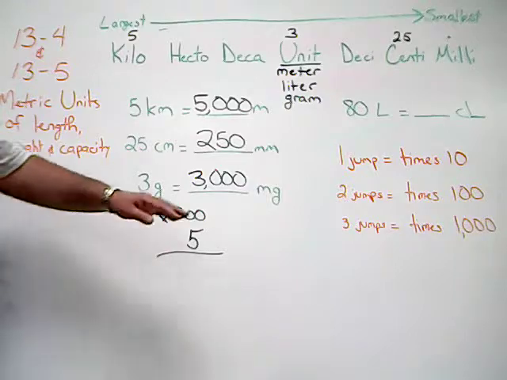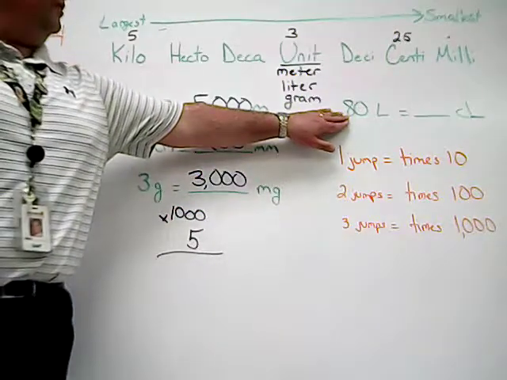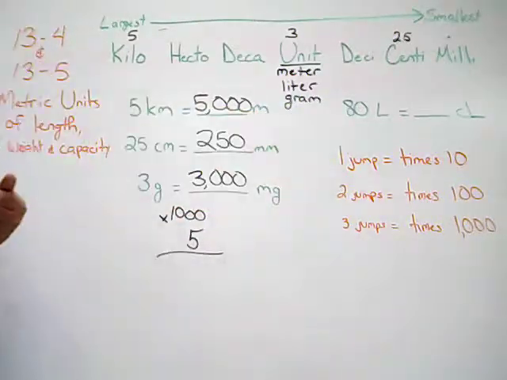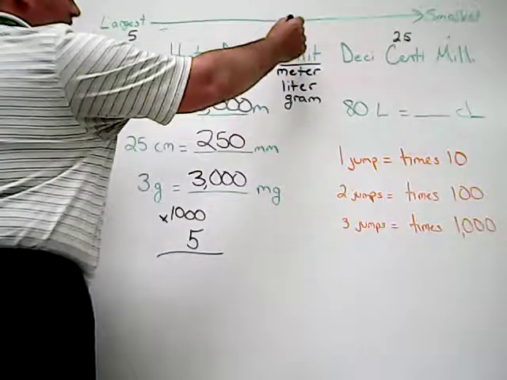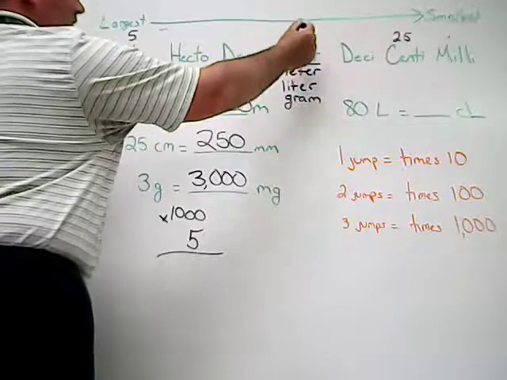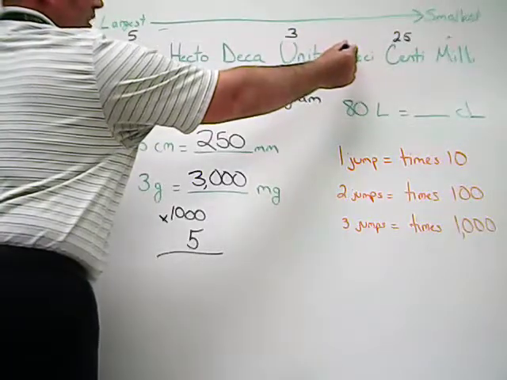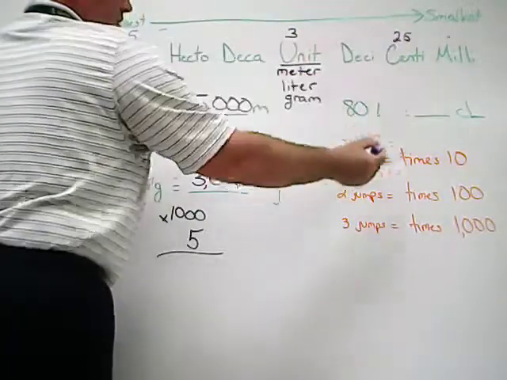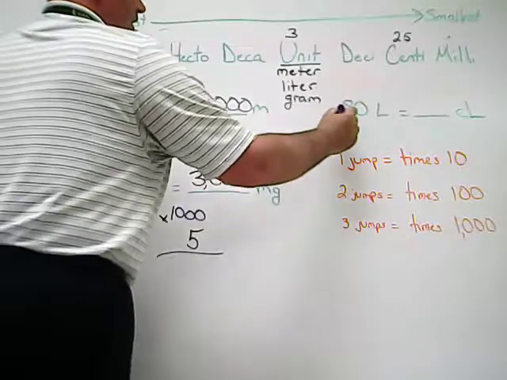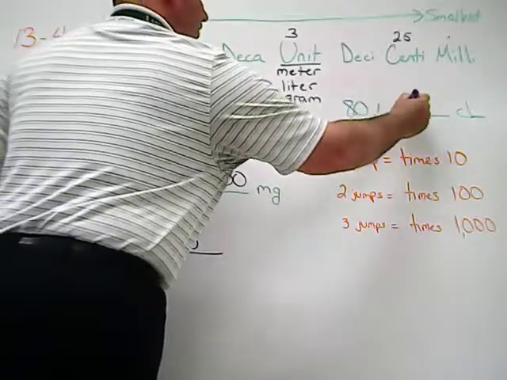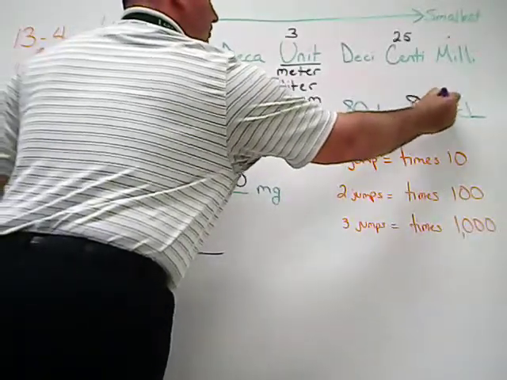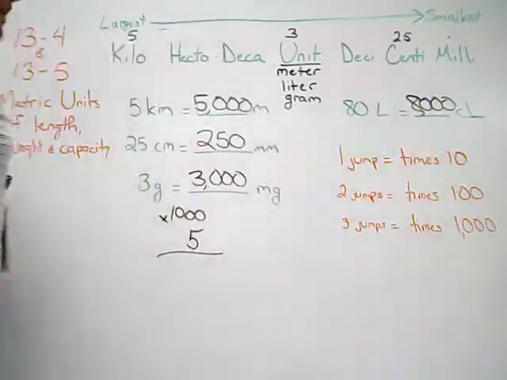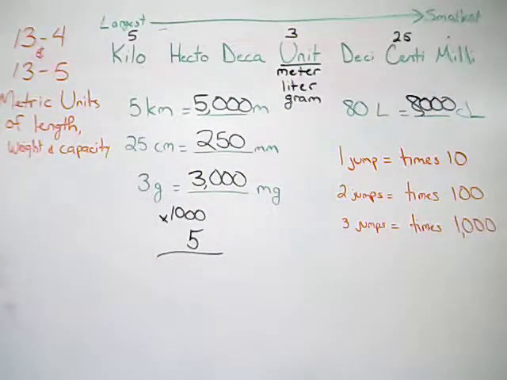And in my last example here, I have 80 liters, and I want to know how many centiliters that equals. So I'm going to start at my unit, liter, and I'm going to make one jump times 10, 2 jumps times 100. 80 times 100 equals 8,000 centiliters.